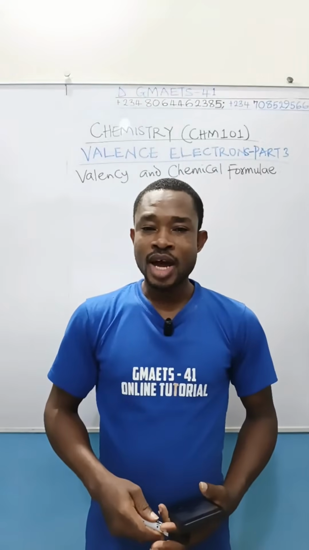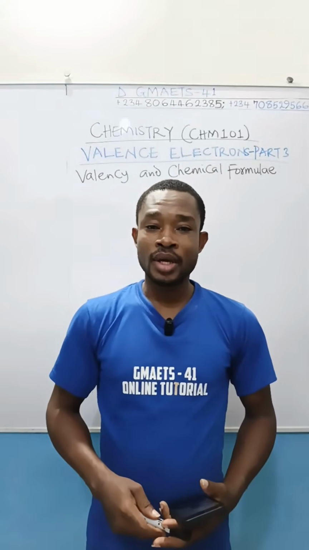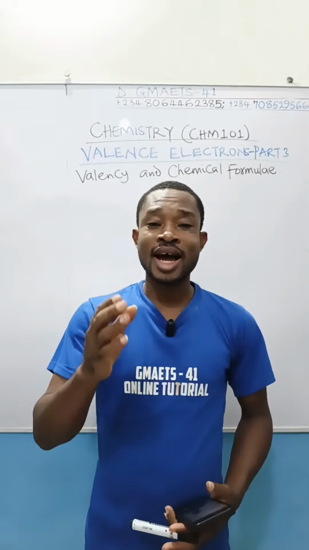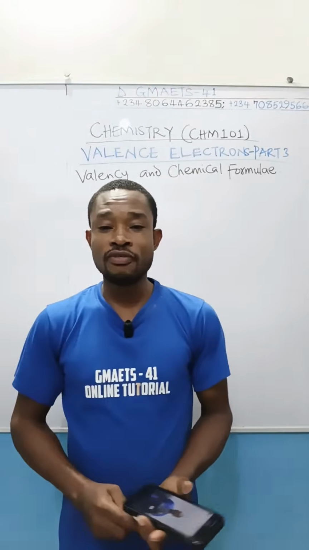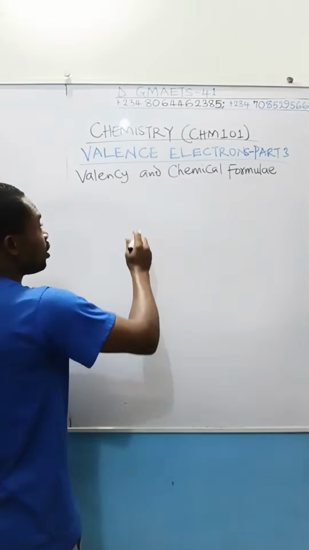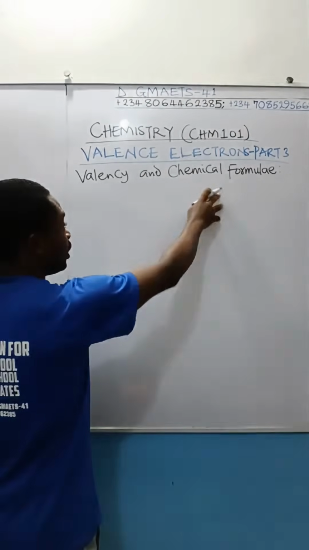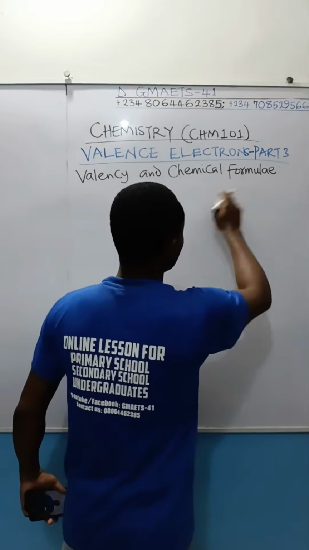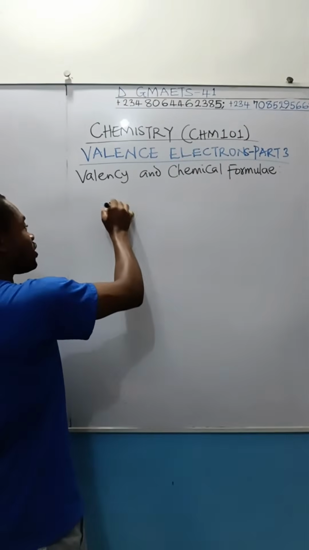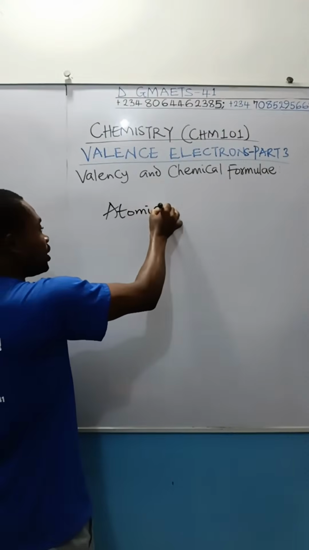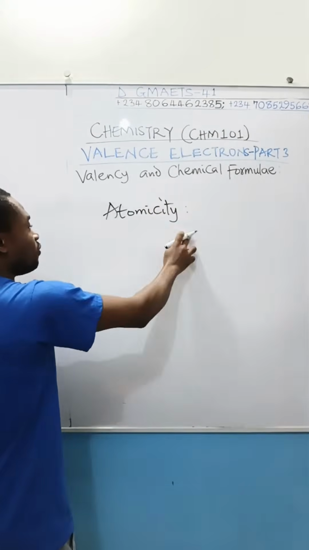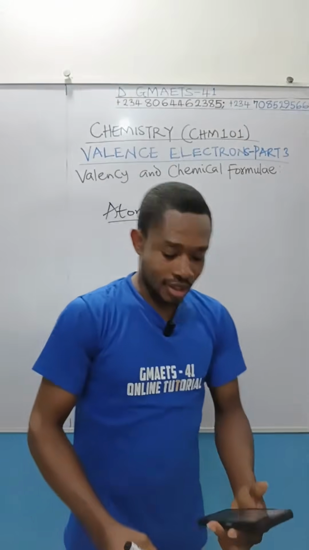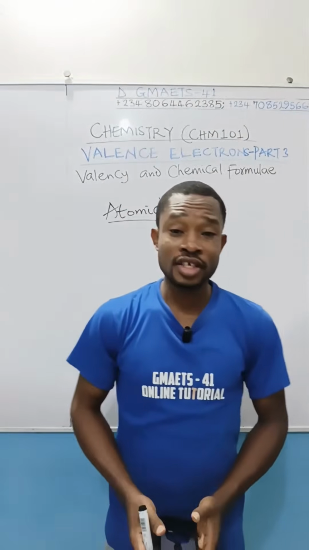Atomicity. So without wasting time, we are going to define first what is atomicity before we move on to how to write the chemical formulae of compounds. So atomicity first of all. What is the meaning of this term, atomicity? So I'm going to define it right away.